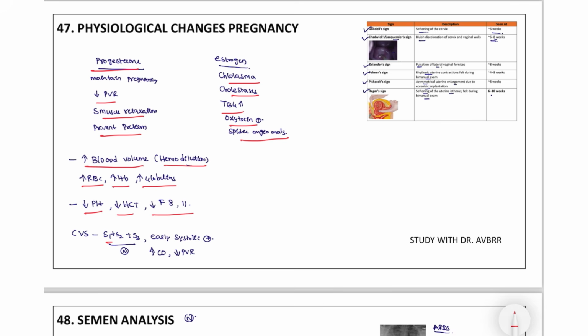Cardiovascular changes: S1, S2, S3 will be seen. Early systolic murmur can be heard. Cardiac output is increased and decreased peripheral vascular resistance is seen in these patients.